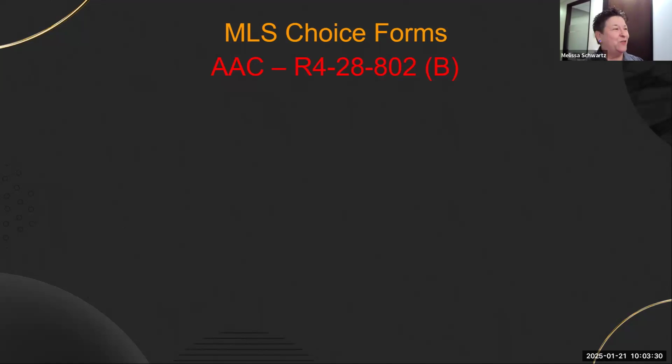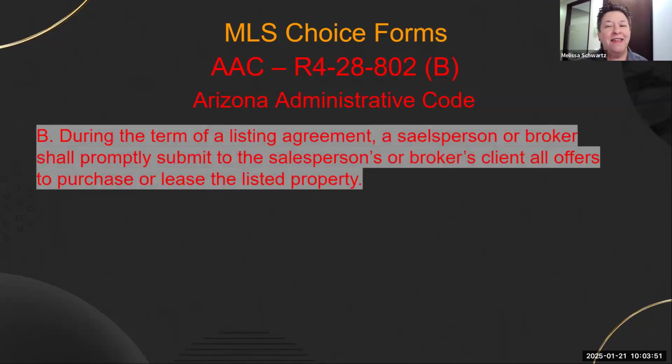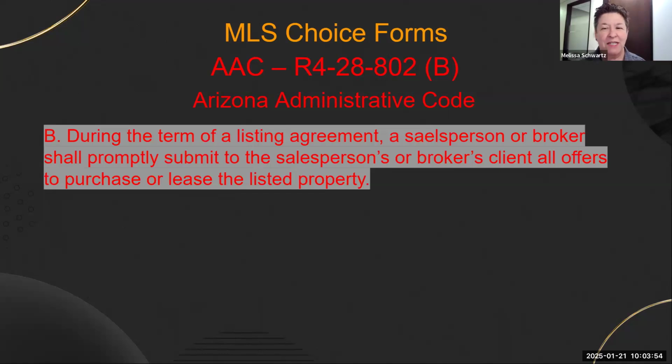Does anybody know what this stands for? Does anybody know what AAC R4-28-802(B) is? That is Arizona Administrative Code. Thank you. That's awesome. I was going to ask, does anybody know what AAC stands for instead of what we usually see, which is ARS, Arizona Revised Statute? So this is the code that actually says, this is 802(B), during the term of a listing agreement, salesperson or broker shall promptly submit to the salesperson or broker's client all offers to purchase or lease a listed property.